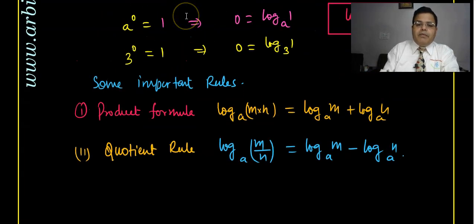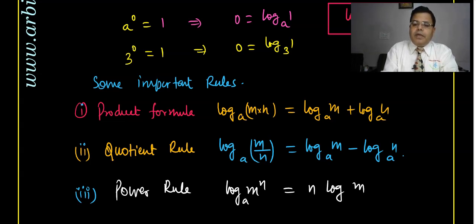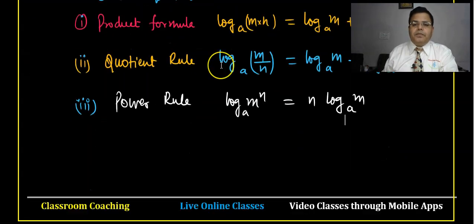Then there is the power formula. The third one is the power formula, or power rule. What is that? Log of m to the power n, to the base a, can be written as n times log of m to the base a. So this is the power rule. I hope you got it.